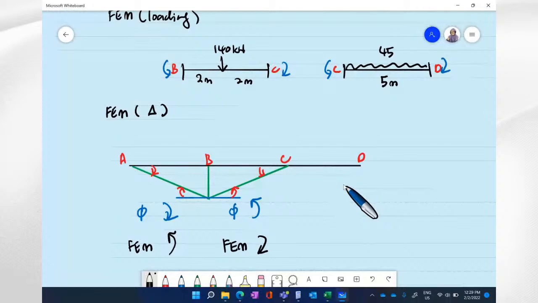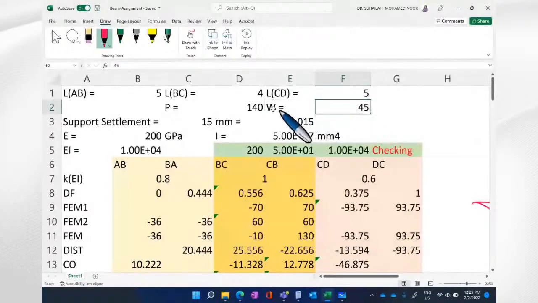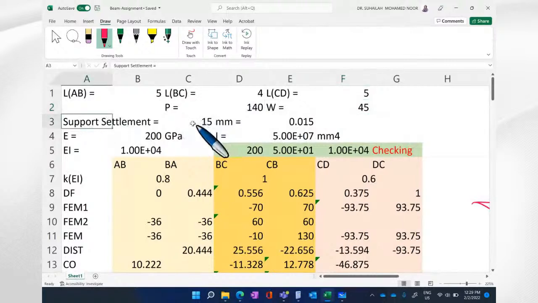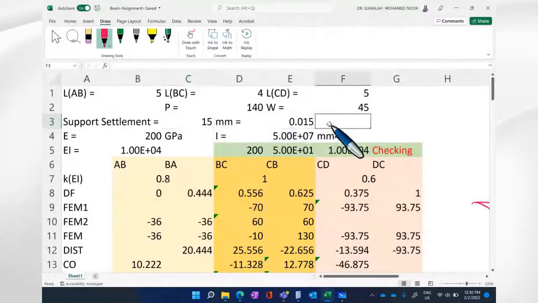The length for CD is 5 meter. There is P at the center, whose value is 140. There is W along member CD, and it is 45 kilonewton per meter. And there is a support settlement equal to 15 mm, which is actually equal to 0.015 meter.